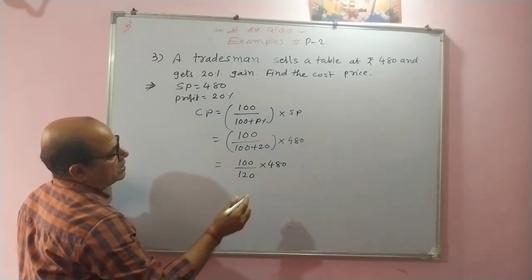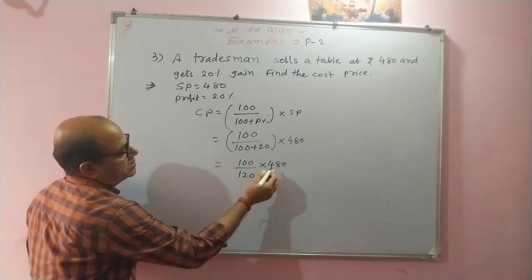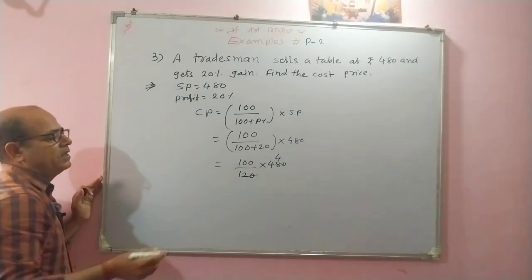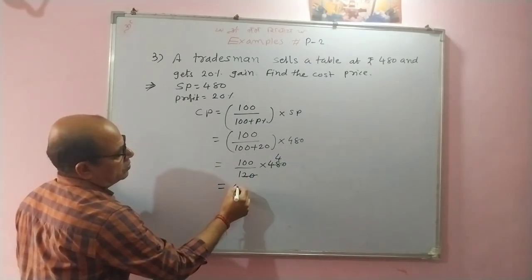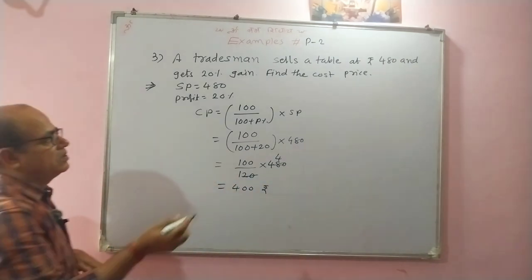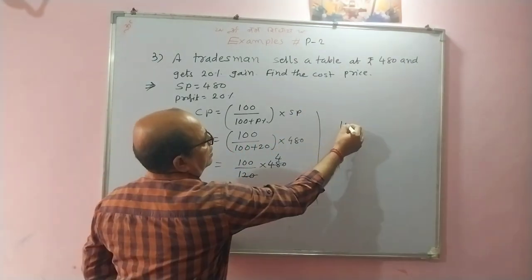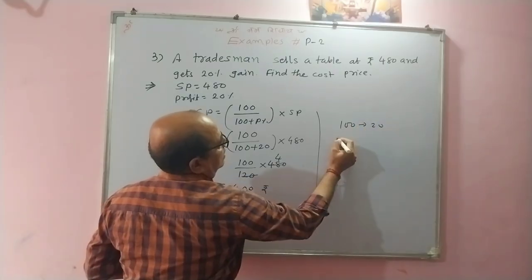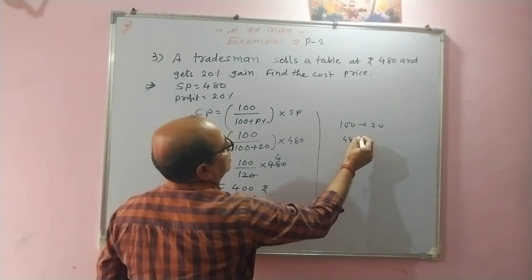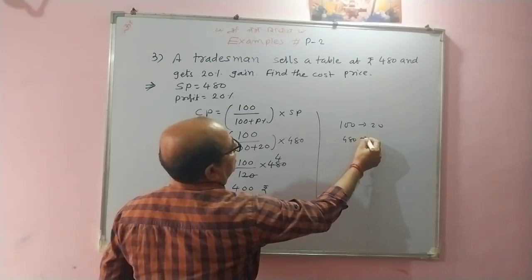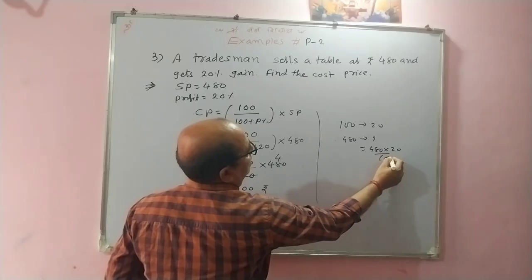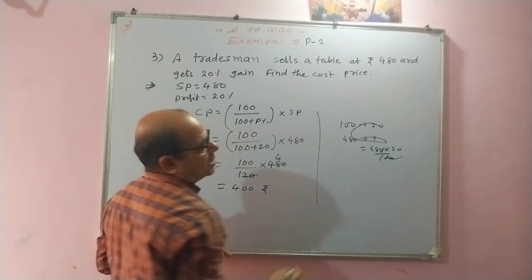Okay, 12 fours are 48, so you can directly cut. Then here 100 into 4, 400. This is the direct answer. Otherwise, what you have to do is set profit 100 to 20, then 480 into 20 upon 100, 96 or something like that.